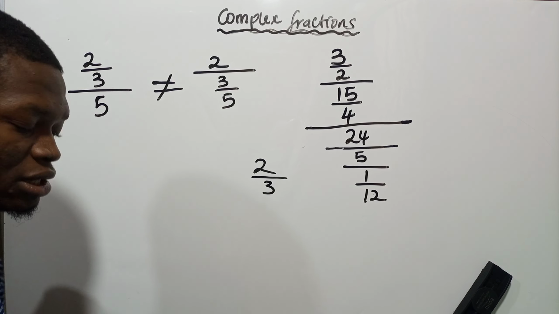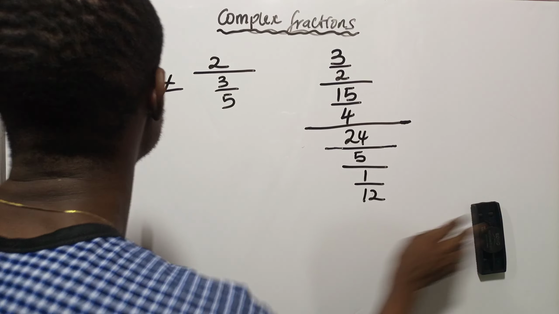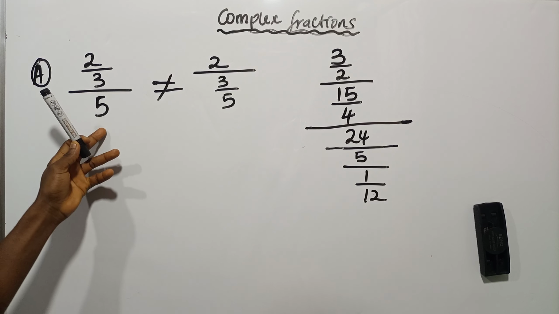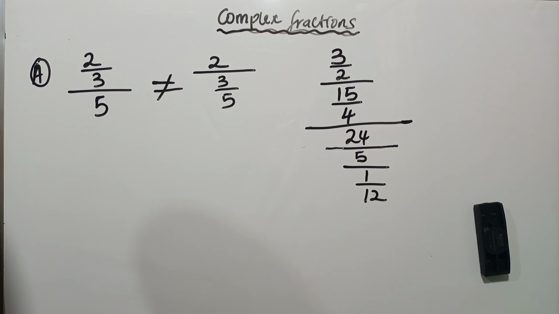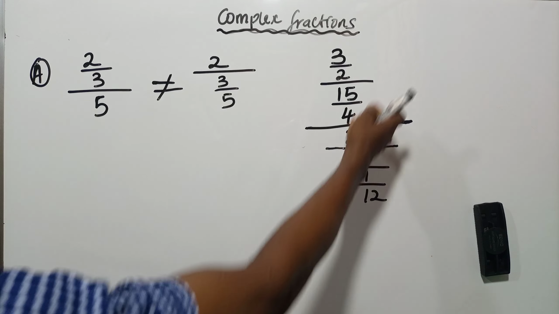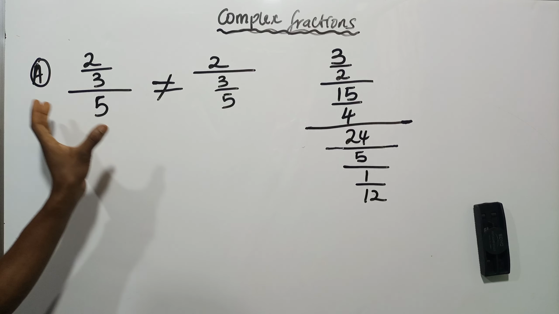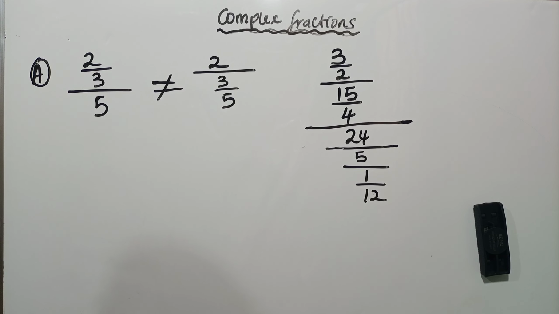2/3, something like this, it's just a normal fraction. You understand? But this fraction, when you have a fraction upon what? A number. You understand? So it is regarded as what? A complex fraction. For example, these ones. So now let's solve this number A, that this thing is not equal to this thing.